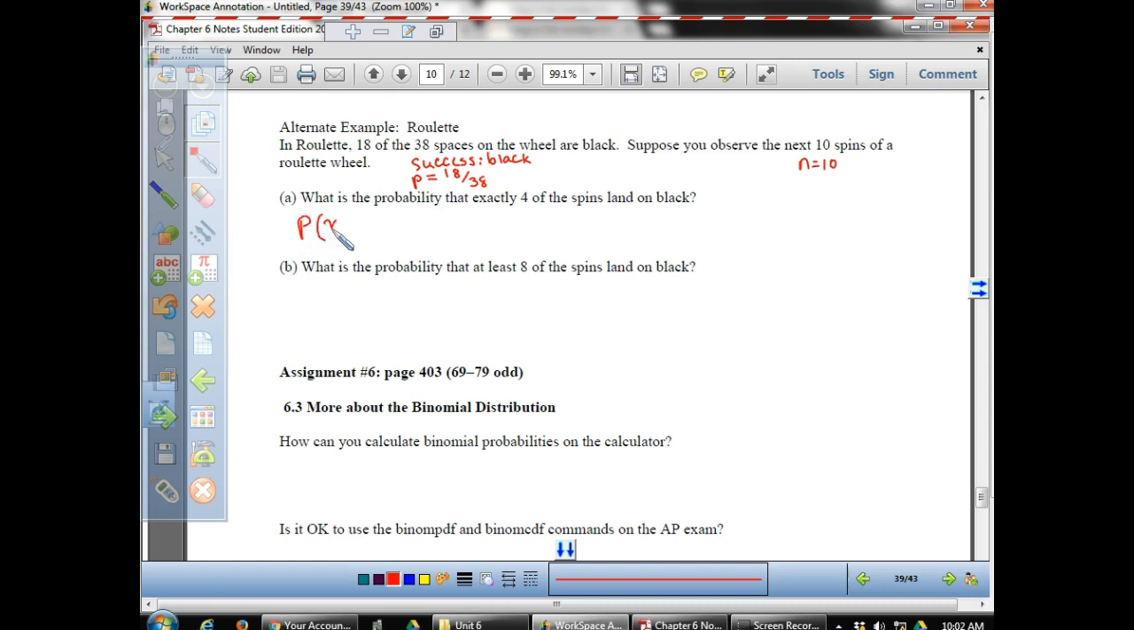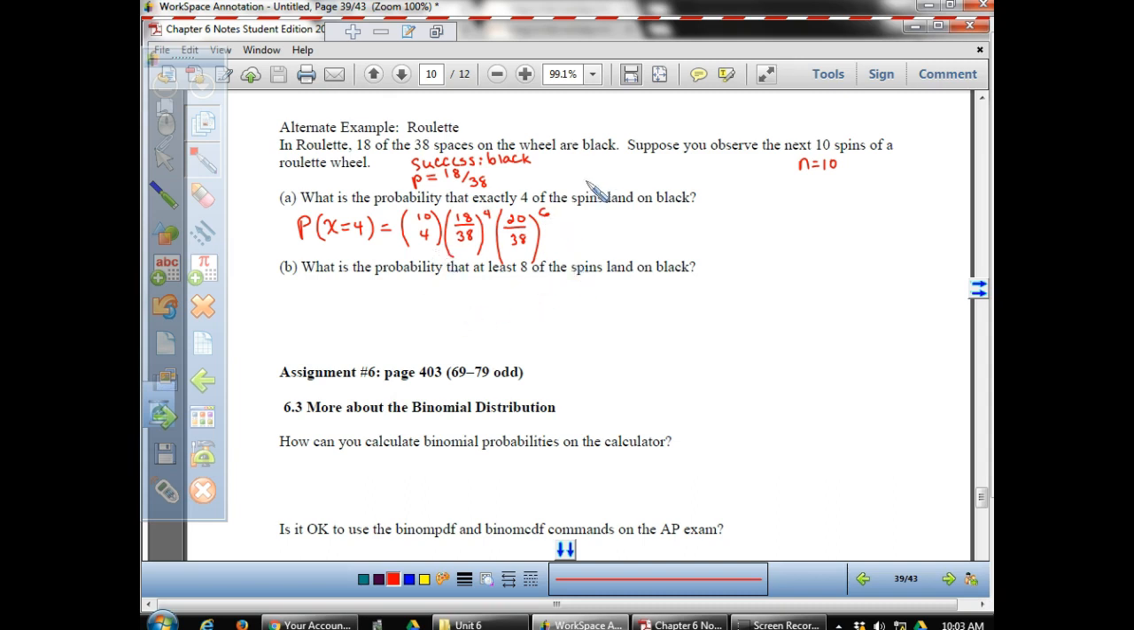So you're going to write it out like this. Probability X is equal to 4 is going to be 10 choose 4. This is just going to be the combination. It's how many combinations of 4 are there if you're moving around the black spaces in the order that you get. Then I'm going to have the probability for success, and since I'm looking for 4 blacks, I'm going to raise this to 4, and then everything else, the probability of failure is 20 over 38, and then I'm going to raise that to the remaining trials, so 6. So that's how you would set it up.